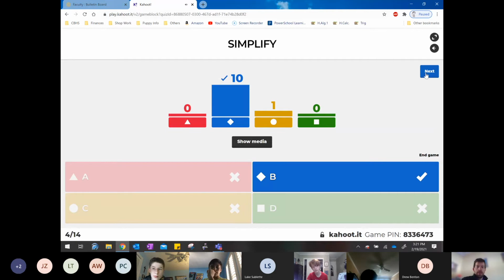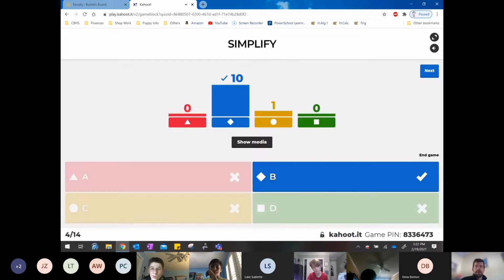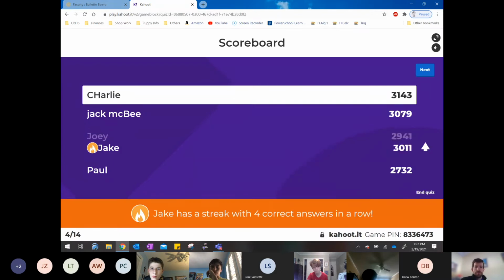Very good. All right, 16 times 2. Square root of 16 is 4. 4 square root of 2 is our answer.